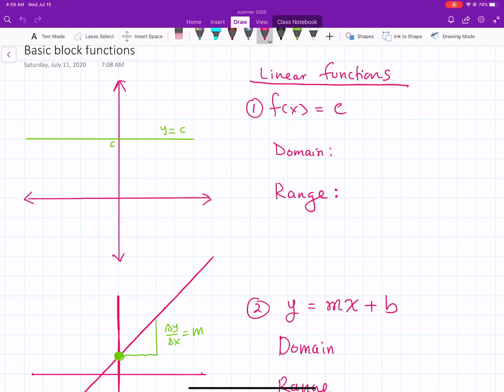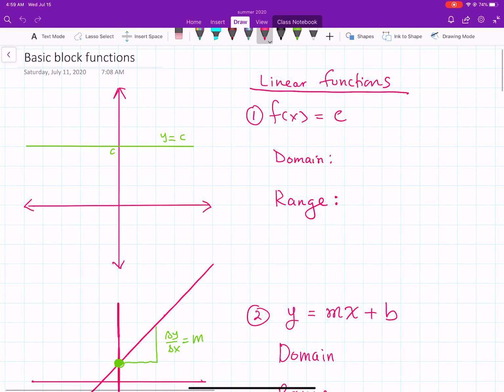All right, so today I want us to look at the basic block functions. In the other video, I introduced a couple of them, but today we're going to look at all of it, so that you can have a broader understanding of what the basic block functions look like. So I hope that everybody has seen linear functions before.